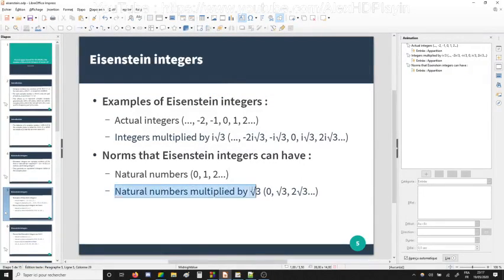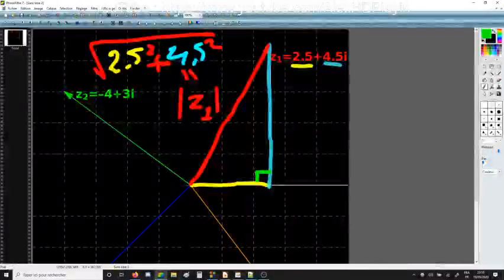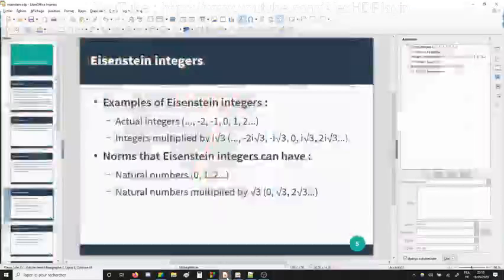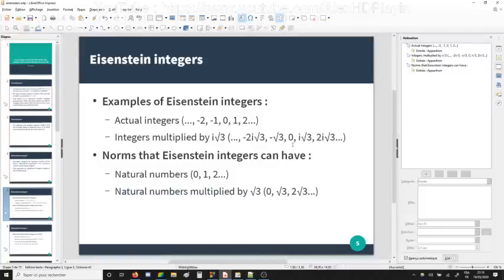Natural numbers multiplied by square root of 3. Again, it's just because of that, except instead of going this way and doing the absolute value on the horizontal axis, you do it on the vertical axis. So yeah, still you just need to remove the i, and then do the absolute value. So it gives you precisely that. But these are not all the possible things you could have.